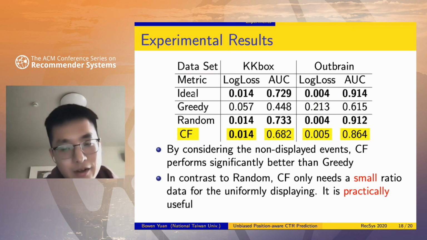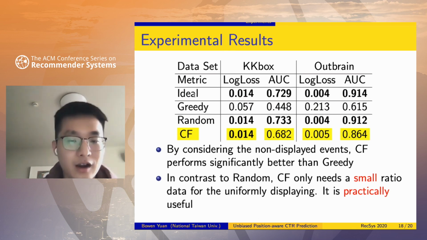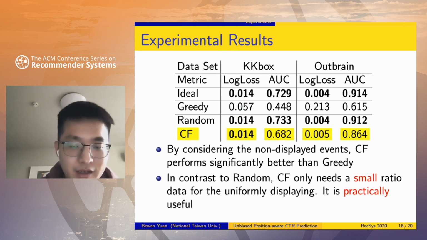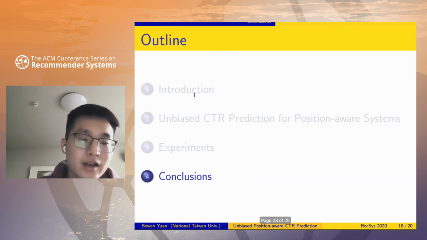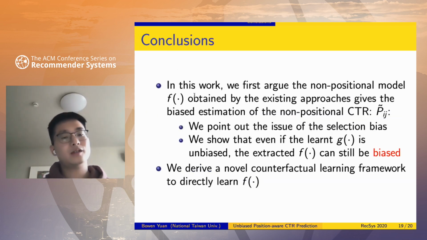And in contrast to random, where we need a large unbiased data set, CF only needs a small ratio of data for the uniform display. It is practically useful. And finally, I will conclude this work.